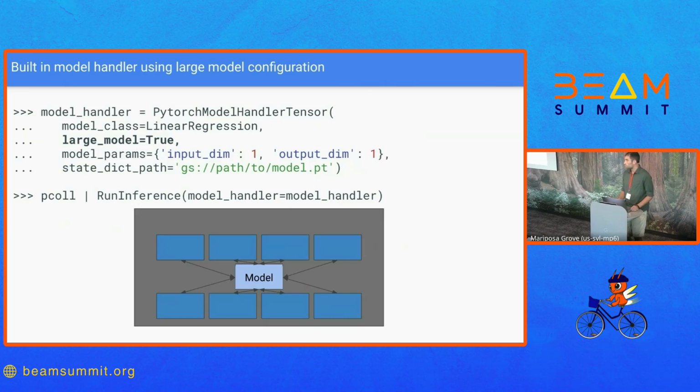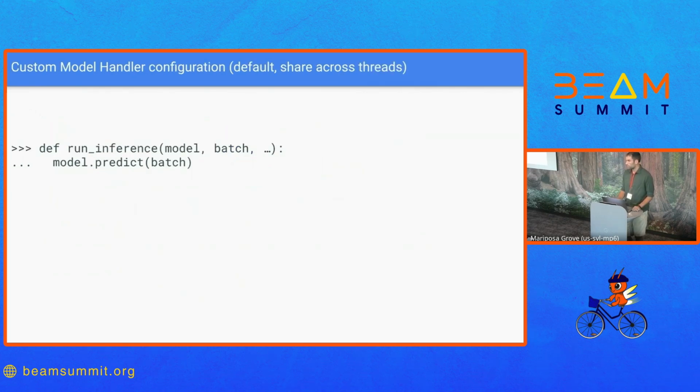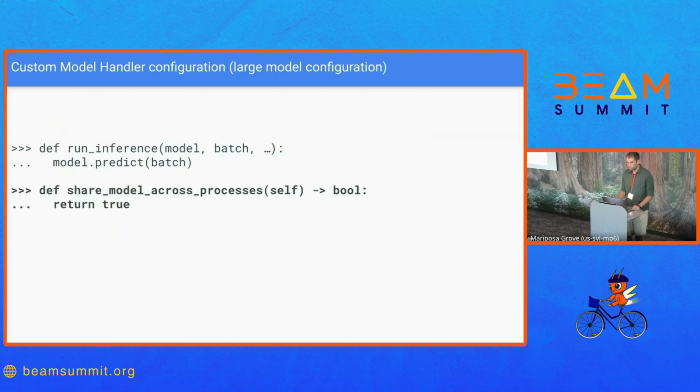If you're not using Beam's built-in model handlers, so let's say you want to write a model handler for JAX and Beam doesn't support JAX out of the box yet, Beam has a mechanism where you can write a custom model handler. So this is what a custom model handler would look like by itself. You have a way of loading a model and then a way of running inference. To share the model across processes, all you need to do is add this lifecycle method, and that will switch the topology to the central large model process. And that's all it takes. So it's 2 lines of code.